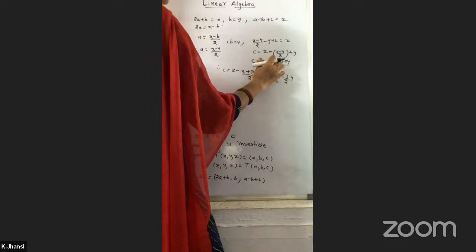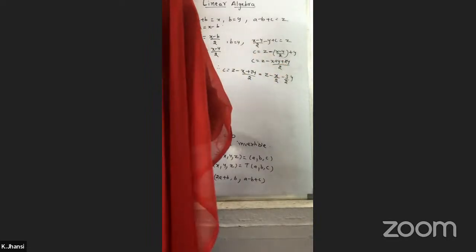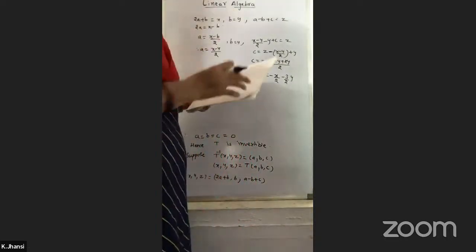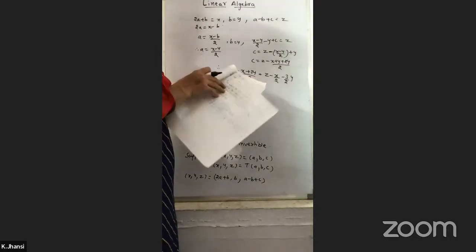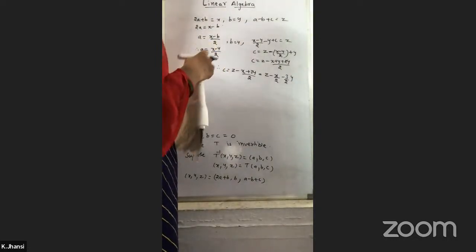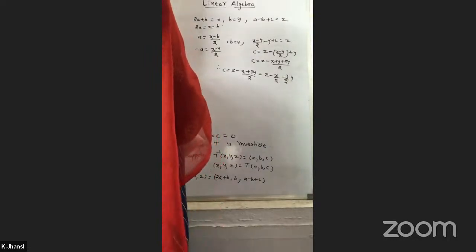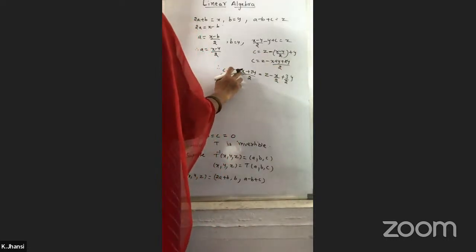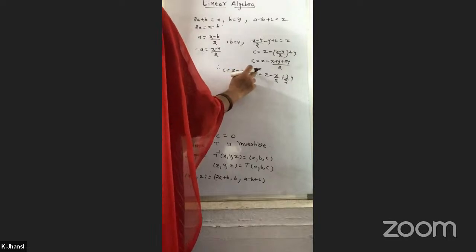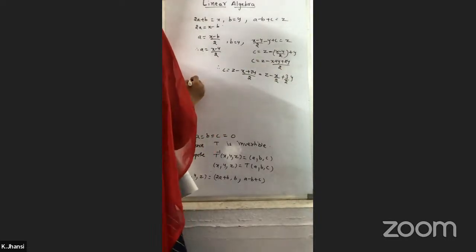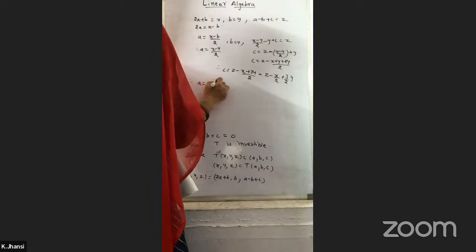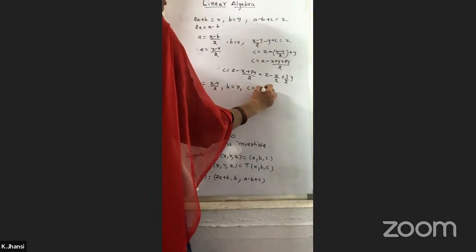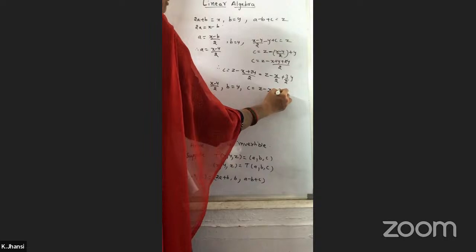Minus y plus y, minus 3 by 2. So this is minus for this term only, so minus x by 2. This is plus 3y by 2. Now we got, therefore, a is equal to x minus y by 2, b is equal to y, c is equal to z minus x by 2 plus 3 by 2 y.